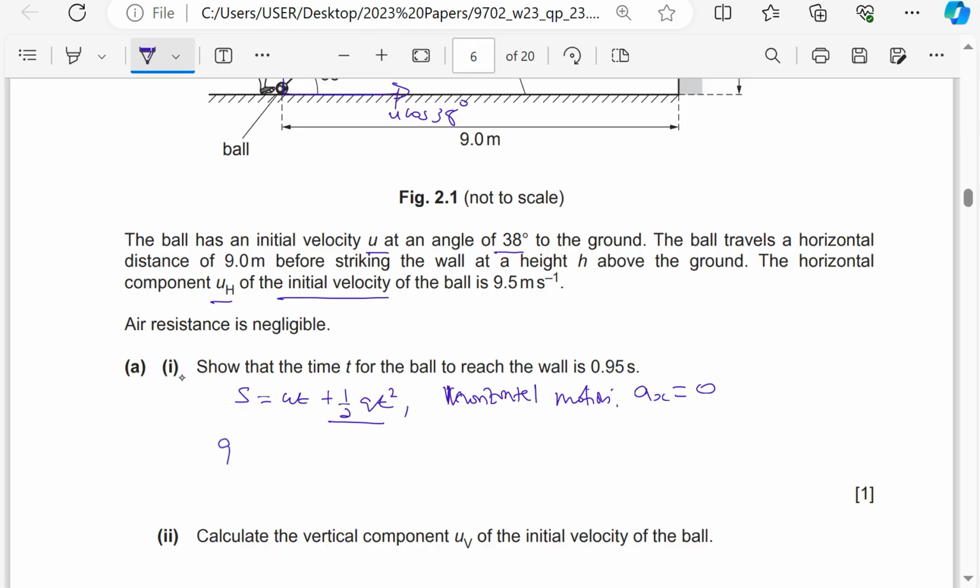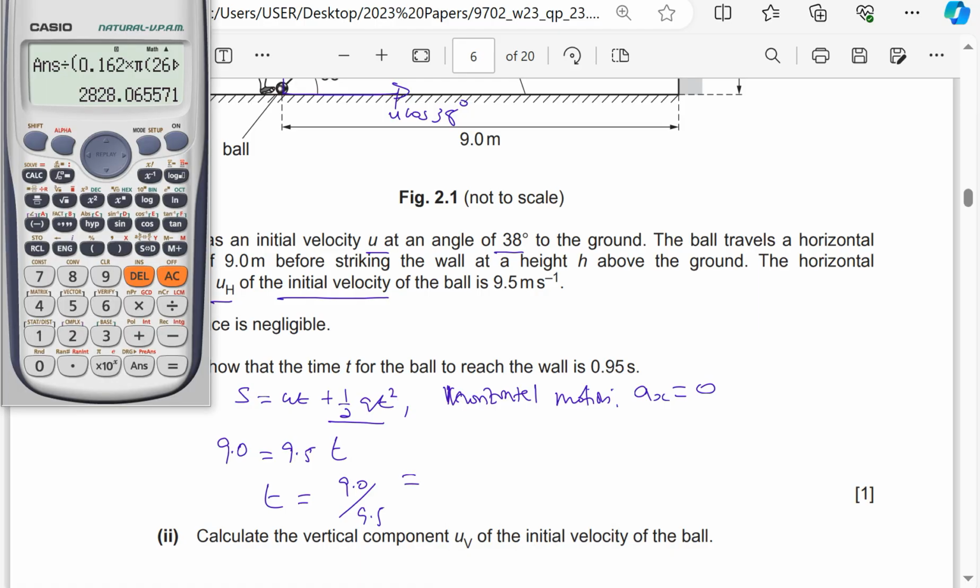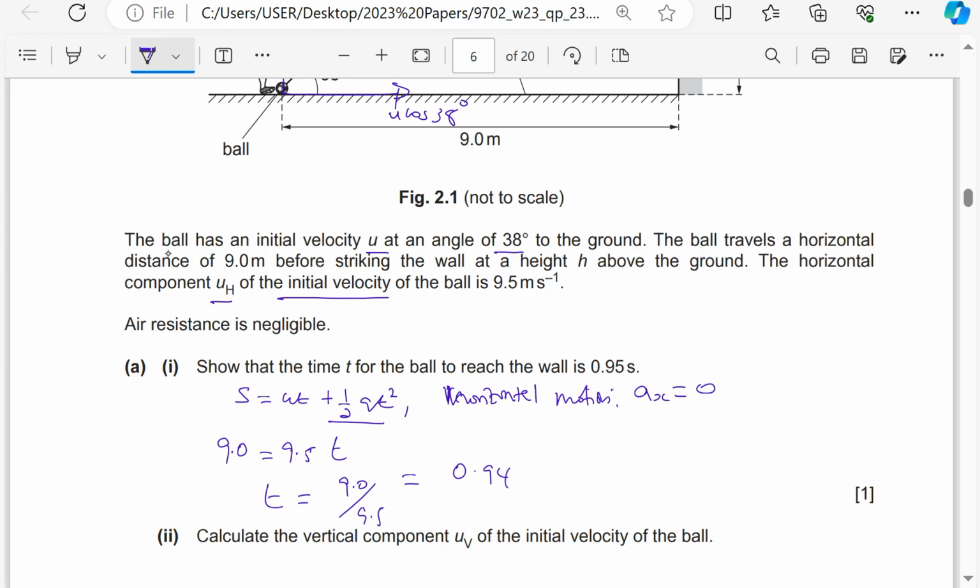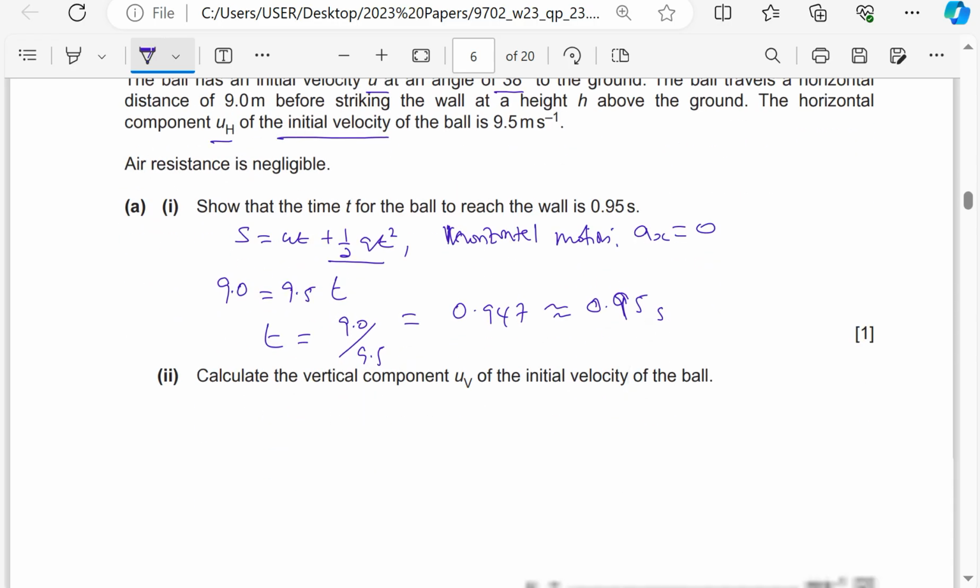S in the horizontal is 9.0. Initial velocity in the horizontal has been given as 9.5, then times t. So t is going to be equal to 9.0 divided by 9.5. So 9 divided by 9.5, that is 0.947, or approximately 0.95 seconds as required.